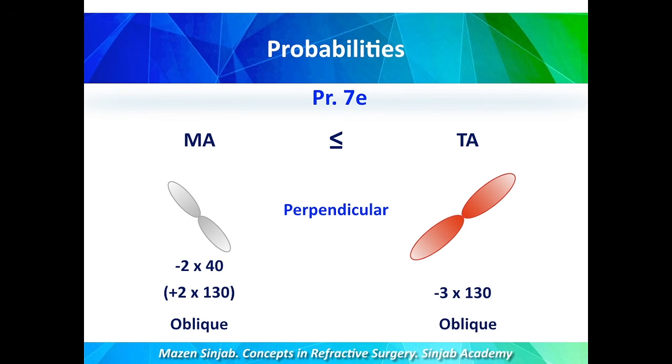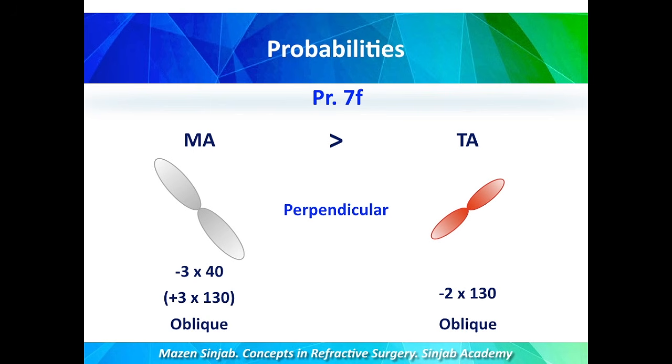In 7e, both are oblique but still perpendicular to each other. The difference is almost 90 degrees, and the amount of manifest astigmatism is less than or equals to the amount of topographic astigmatism. For example, manifest is -2 at 40 or +2 at 130, while the topographic is -3 at 130.